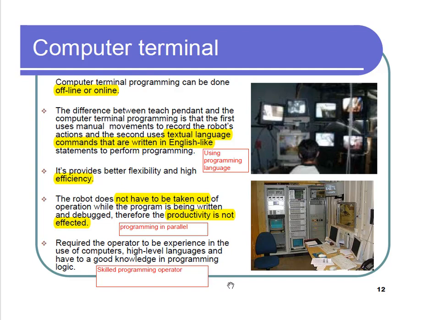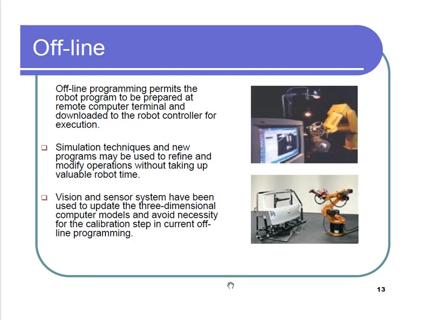The last one is offline. Offline programming permits the robot program to be prepared at a remote computer terminal and downloaded to the robot controller for execution. The simulation techniques and new programs may be used to refine and modify operation without taking up valuable robot time. Vision and sensor systems have been used to update the three-dimensional computer models and avoid the necessity for the calibration step in current offline programming.